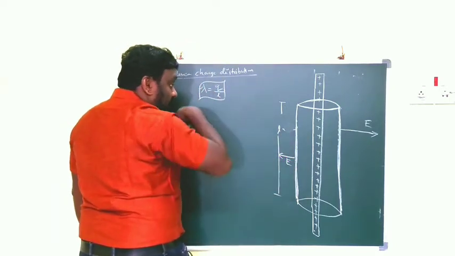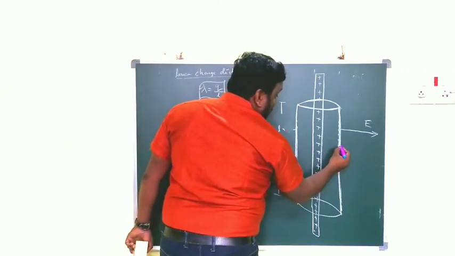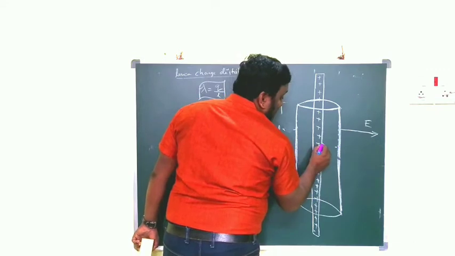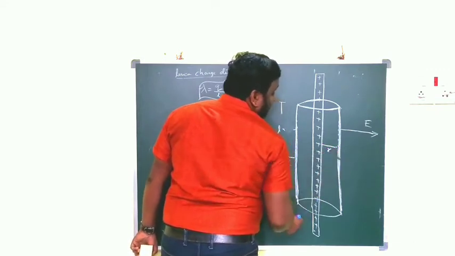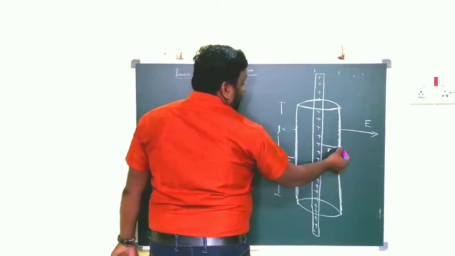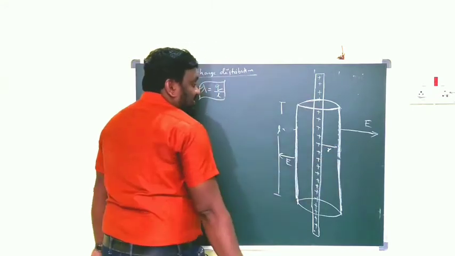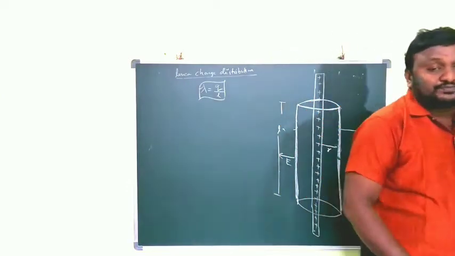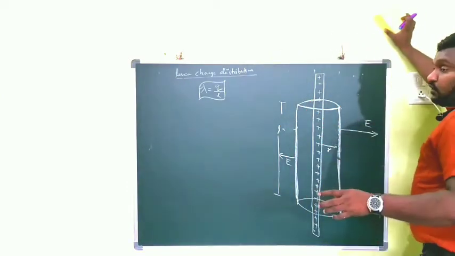Clear? Now we select one point here, at a distance of R. How much distance? R. At this point we want to find the electric field intensity. Clear children? Carefully observe. This is a very important question for 8 marks.